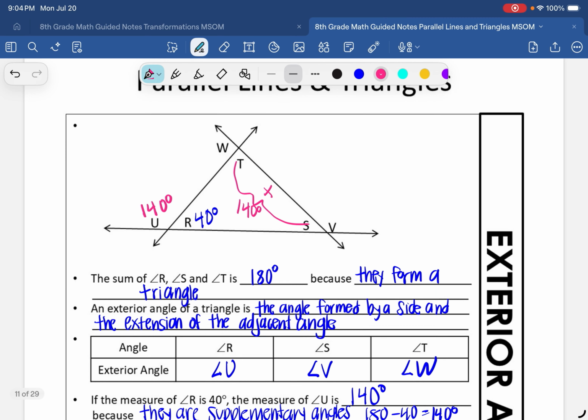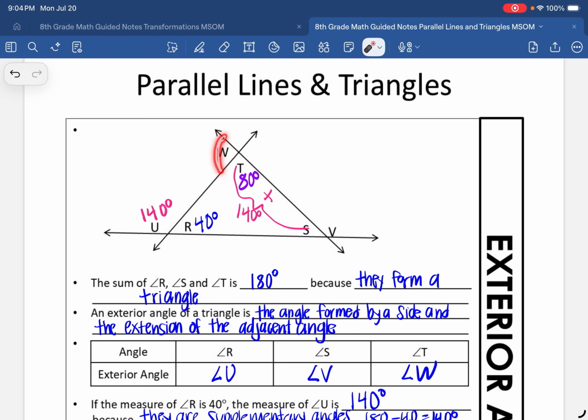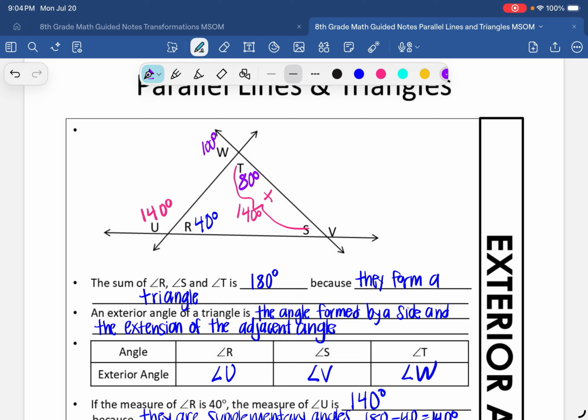So let's go back up here. The measure of angle t is 80. So w right here, this angle, which is supplementary, will be 180 minus 80. So that's going to be 100 degrees because they are supplementary.